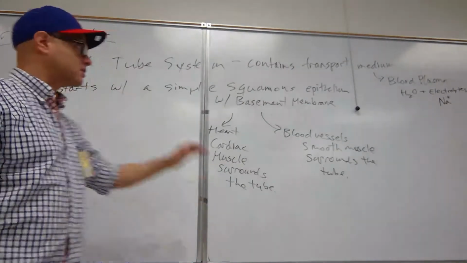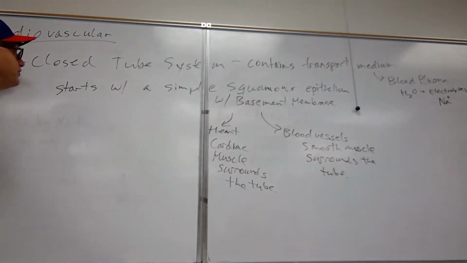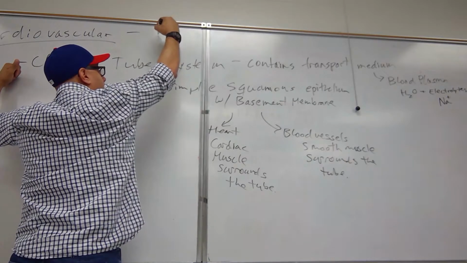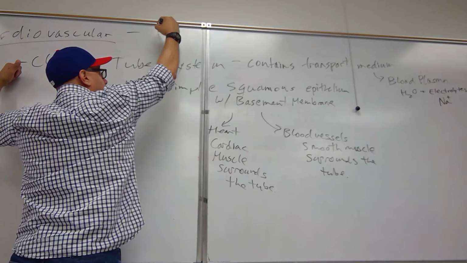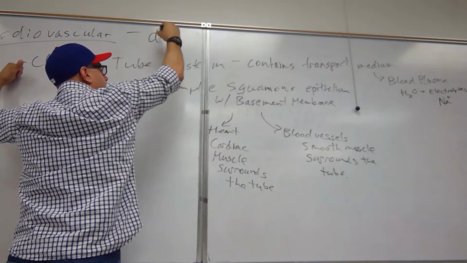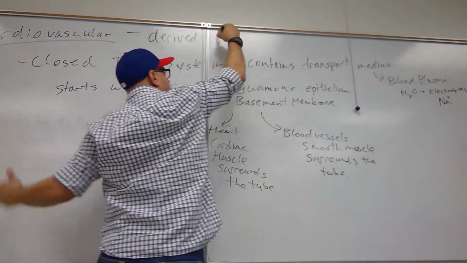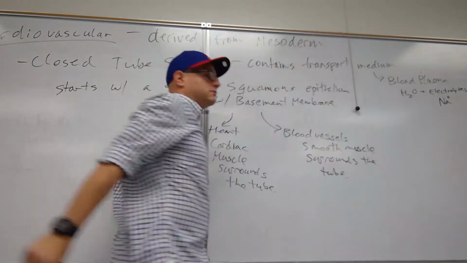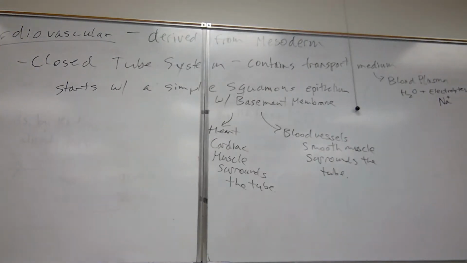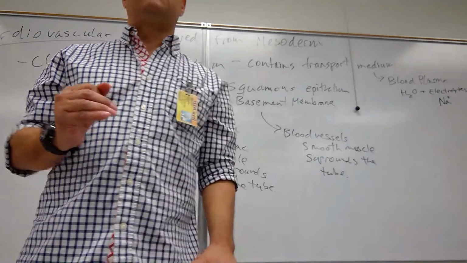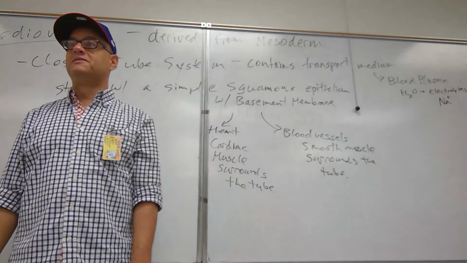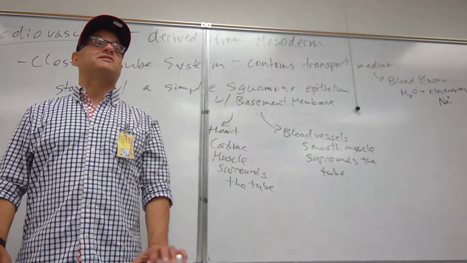Everybody understand? Guys, all of this whole thing, hold on, I'm trying to find the right word. Derived from mesoderm. You hear me? What is the one thing that is in blood that is not derived from mesoderm? Anybody know? The cells themselves.